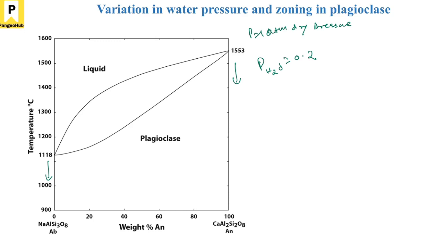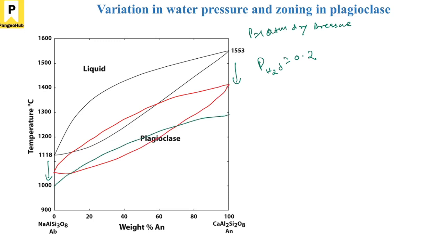So this will move like this. So this will become something like this with increase in water. And then if you go on adding some more water, this can even become like this. So you see how the water is playing a role. So adding water lowers the melting point.